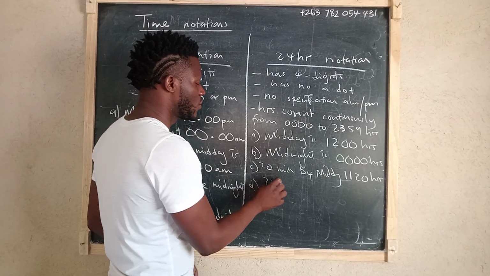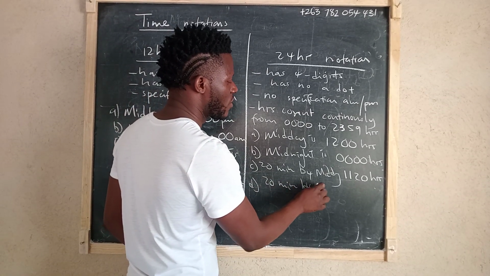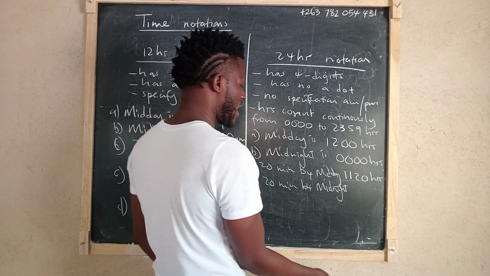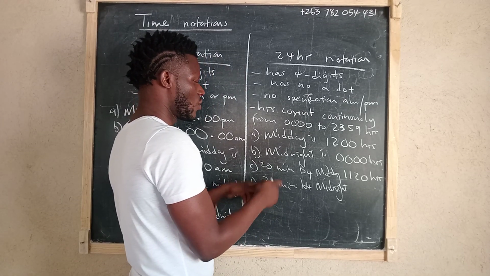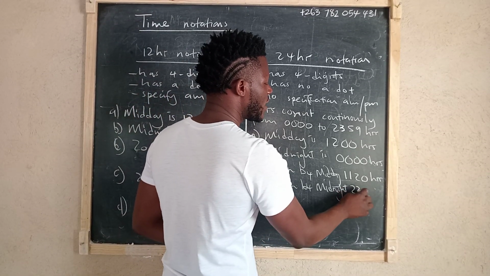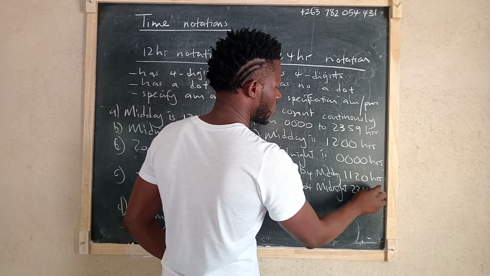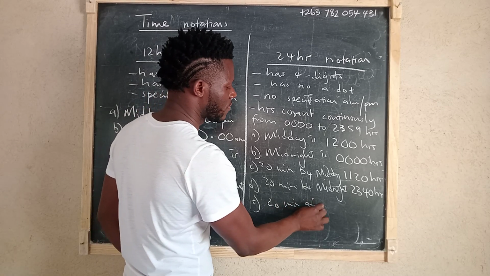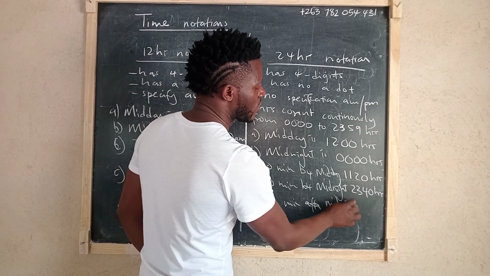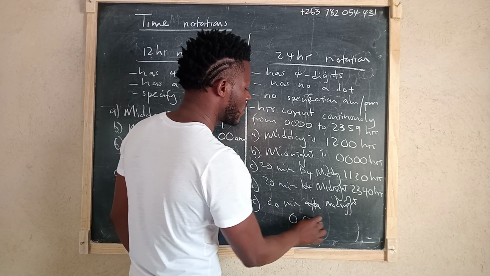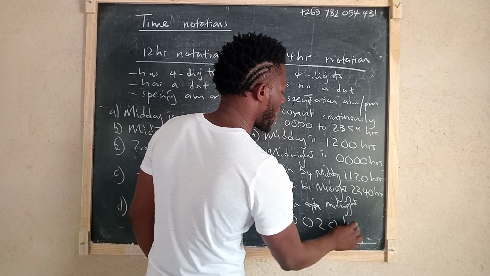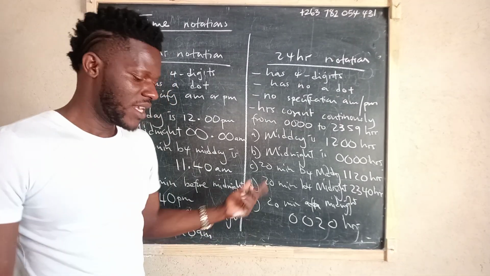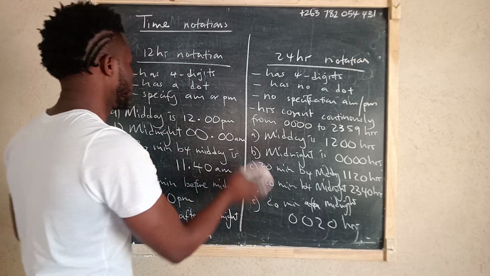How about 20 minutes before midnight? We are still having 20 minutes to go to midnight. So this will be 23:40 hours. How about 20 minutes after midnight? After midnight, we have 00:20 hours. That's the difference between 12-hour notation and the 24-hour notation. Let's get into some calculations to do with time.